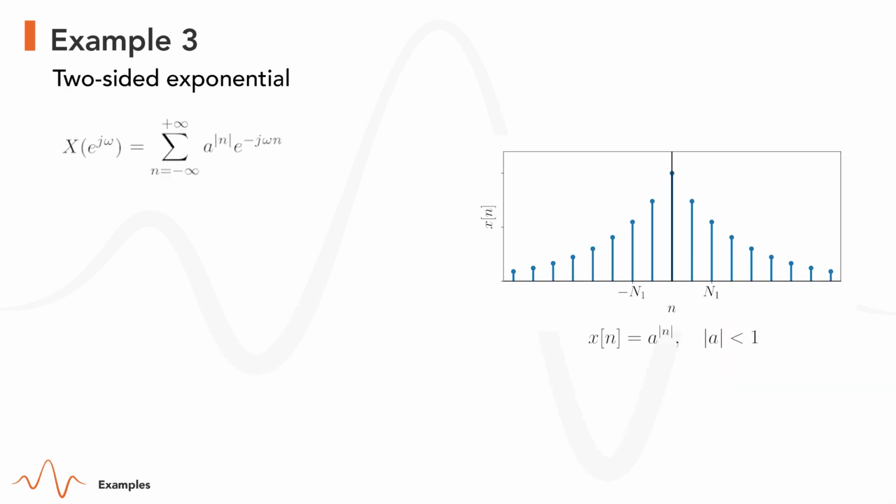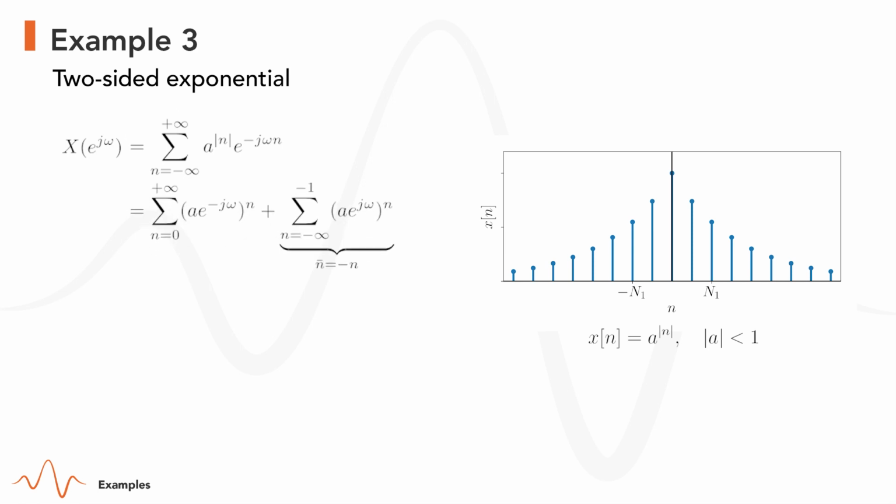Let us now compute the discrete time Fourier transform of a two-sided exponential given by a to the power of the absolute value of n. After simply applying the formula, we notice that we can partition the summation from n equals minus infinity until infinity into two summations, the first from n equals 0 until infinity, and the second one from n equals minus infinity until minus 1. In the first summation, since n is non-negative, we can remove the absolute value. In the second expression, since n is negative, we can replace the absolute value by minus n. Let us apply a change of variables to the second summation.